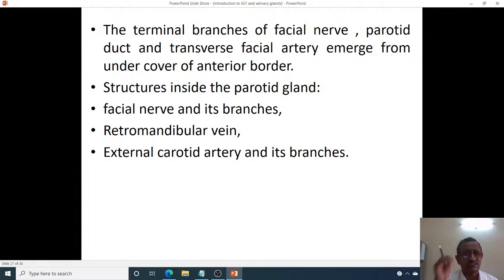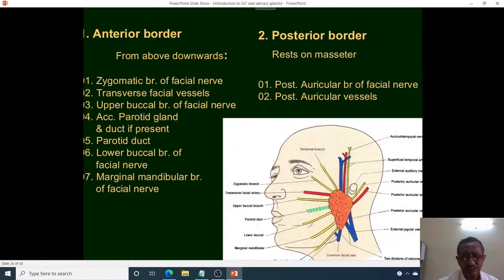Of course, the terminal branches of the facial nerve, parotid duct, and transverse facial artery emerge from the undercover of the anterior border. So here we are showing the branches of the facial nerve: the temporal branch, zygomatic branch, the superior buccal, inferior buccal, the marginal mandibular, and the cervical branch. And of course, the buccal branches are separated by the parotid duct, and there is a transverse facial artery. These are all emerging from the anterior border of the parotid gland, whereas from the posterior border emerge the temporal and posterior auricular.